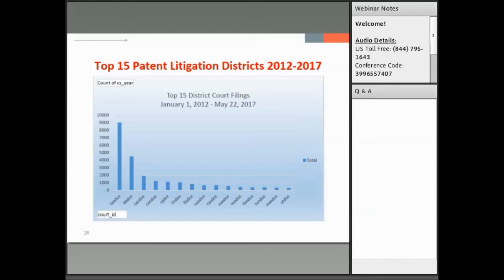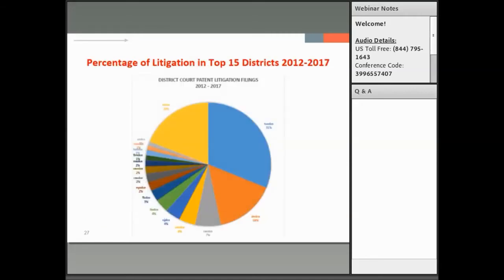So outside of the large increases that are expected in Delaware, we're likely to see increases in those other districts that have a relatively even distribution as we move on out.